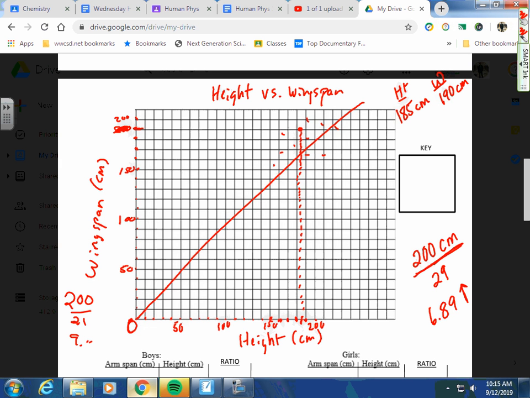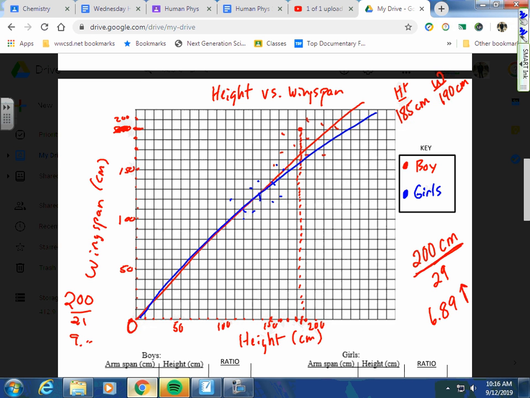Now, on our data, we did it once for boys, and then we did it once for girls. Okay? Maybe their line was something like this, very similar, whatever. But then we also made a key. So in this case, red would be boys. Blue would be girls.